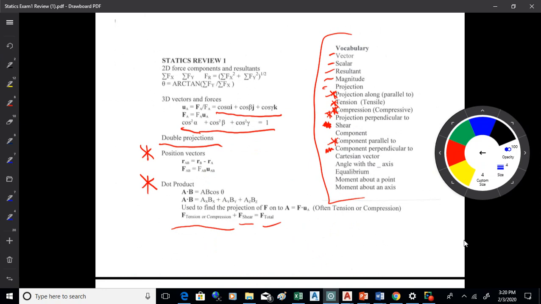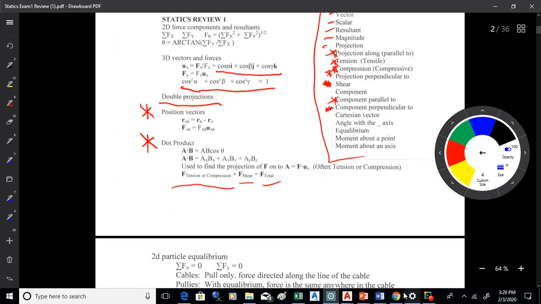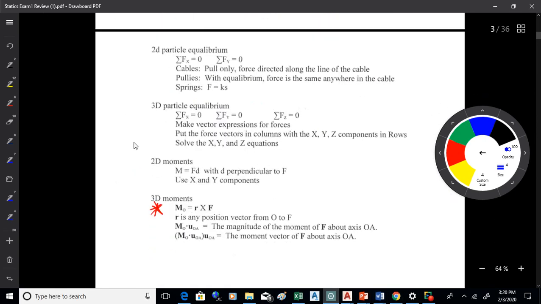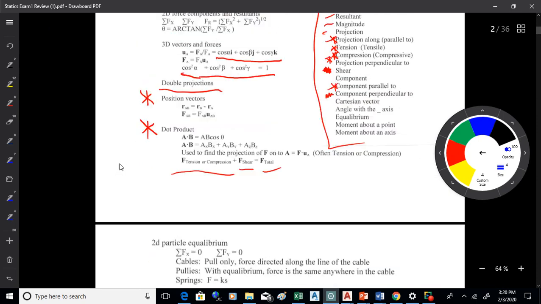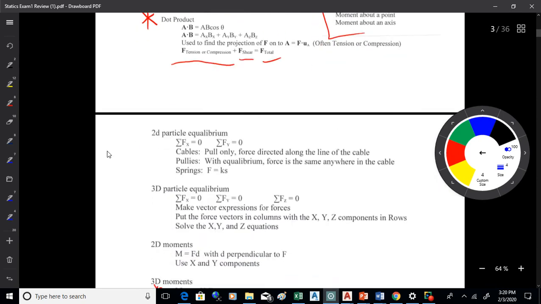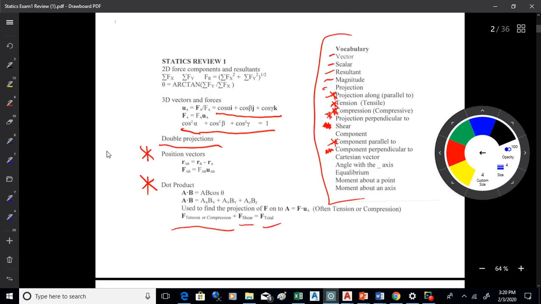The things for sure that you're going to want to be able to do are the stuff with position vectors. You want to be able to do a dot product and realize that it's how you find tension and compression. And you want to be able to do a cross product and realize that's how you find 3D moments. I know for sure I'll put stuff like that on this midterm because those are important things. So start off by studying and being sure you can do those things.